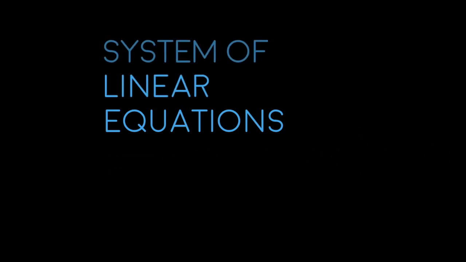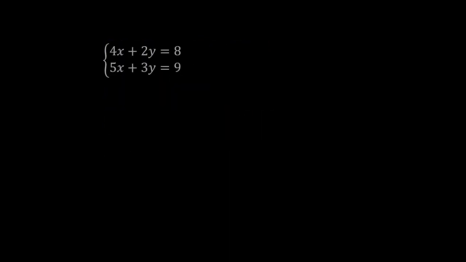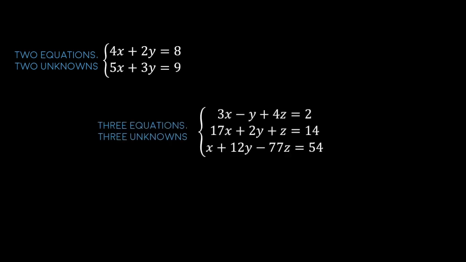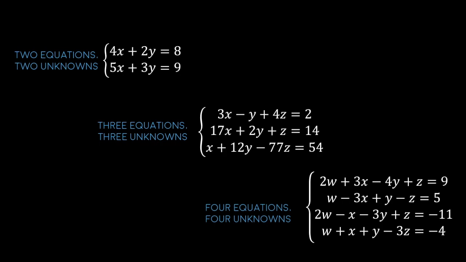Now, what is a system of linear equations? A system of linear equations consists of two or more linear equations. Here is an example of two equations with two unknowns, three equations with three unknowns, and four equations with four unknowns. You might have noticed that the number of equations corresponds to the number of unknowns. Let's discuss why this is the case.